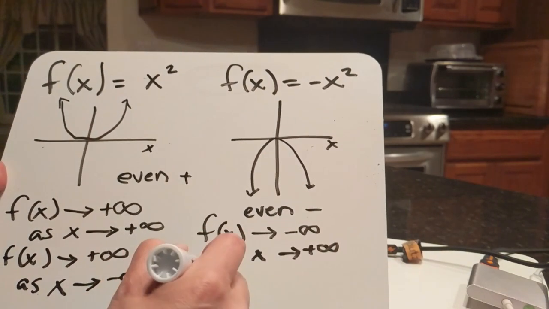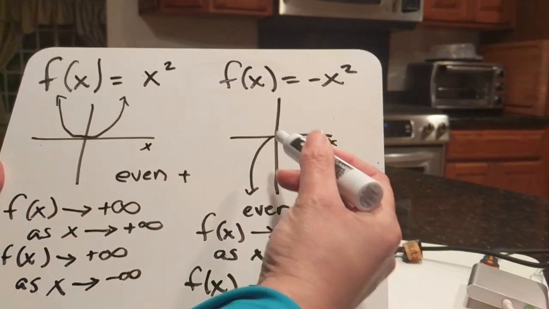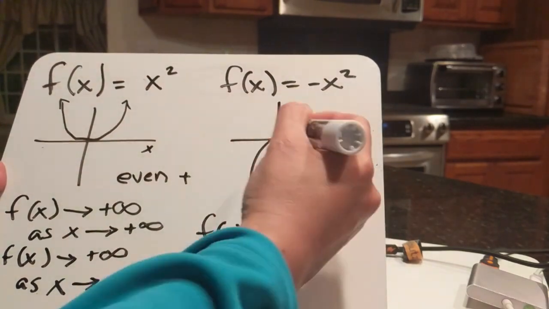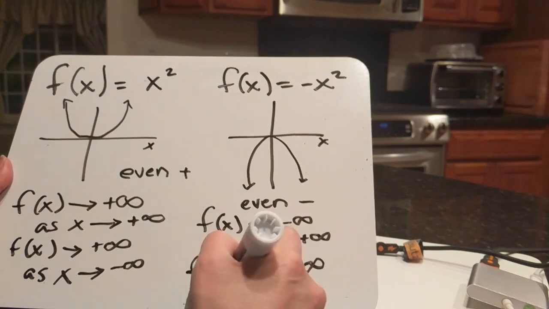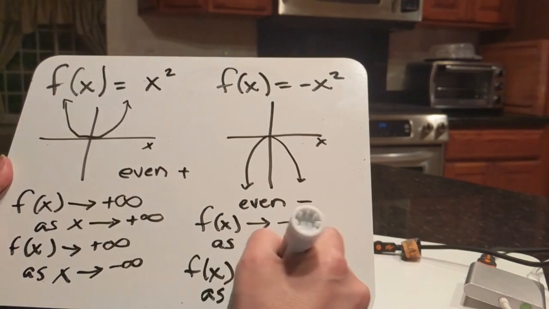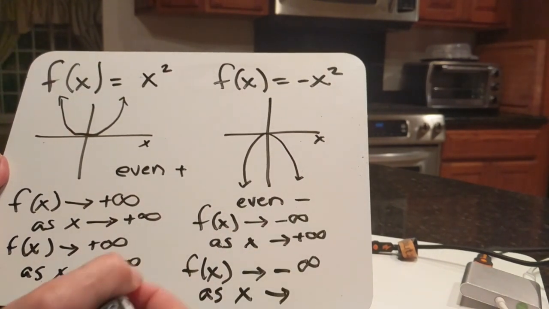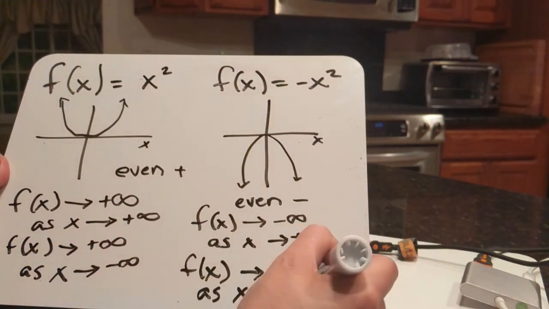And the same function on the left, it's going to approach negative infinity. It's going to be facing down as x approaches negative infinity.